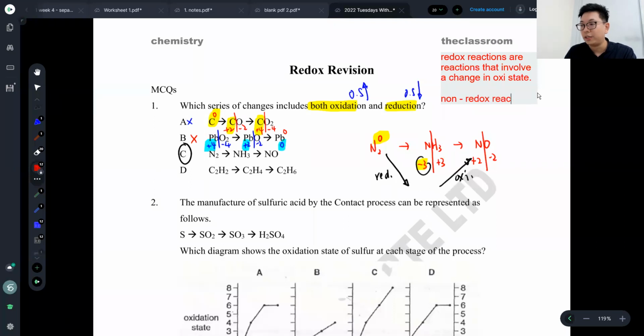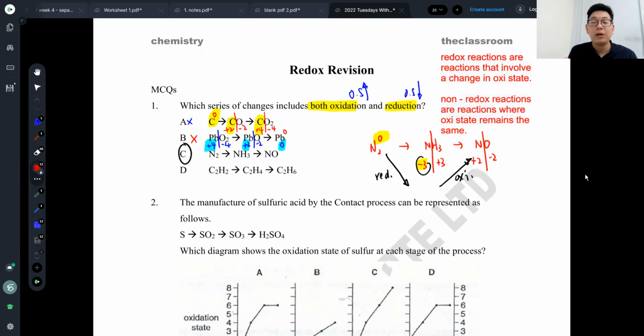Non-redox reactions. Let me try and make it easy for you. Non-redox reactions are reactions where the oxidation state remains the same. I think that's a lot clearer, rather than the "do not" part. So in one, the oxidation state got changed, and in the other it remains the same. I hope that answers the question.